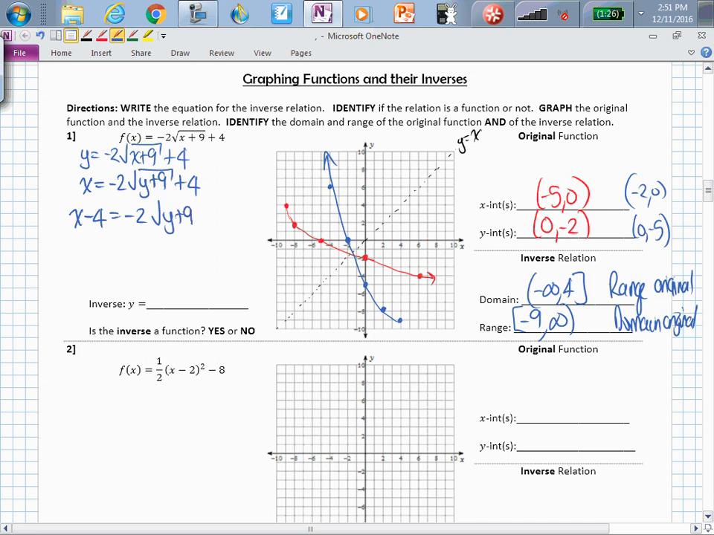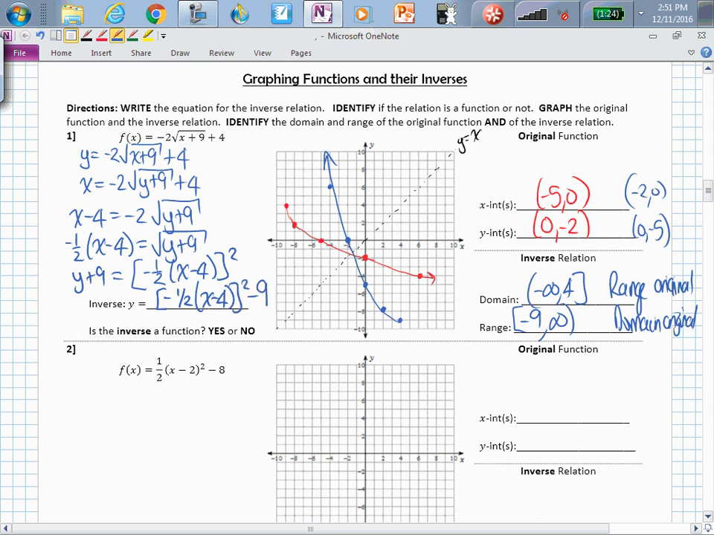So I move that 4 over. I'm going to divide both sides by -2. Now both sides are going to be squared. x minus 4, I'm going to square it. So then it becomes y equals -1/2 times x minus 4 squared minus 9.